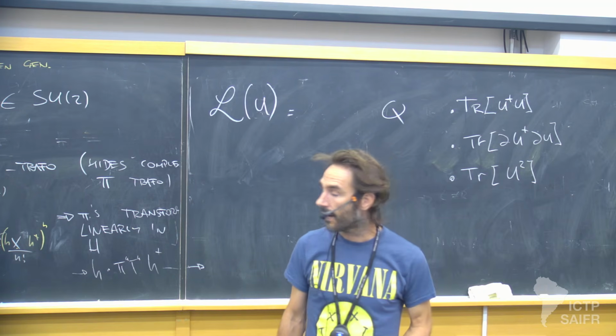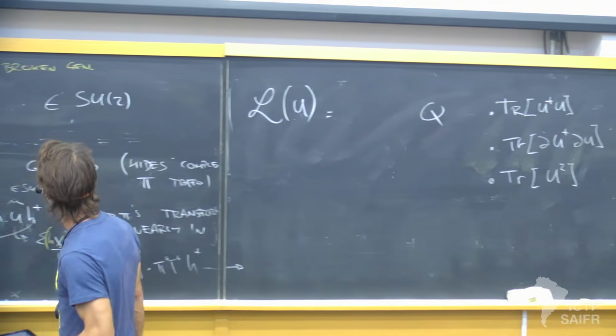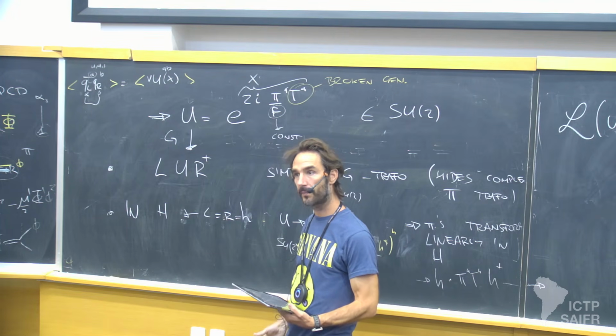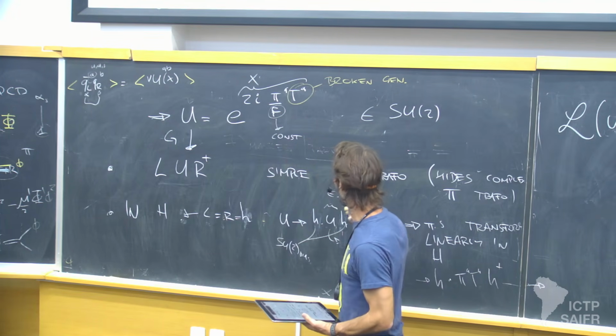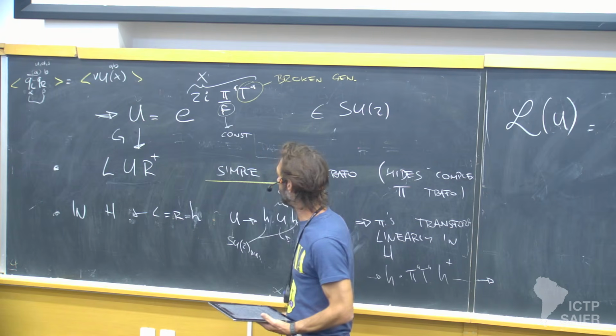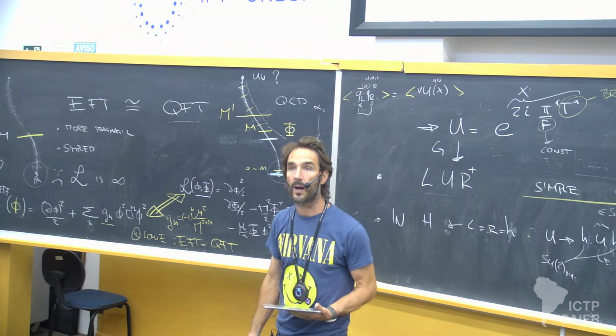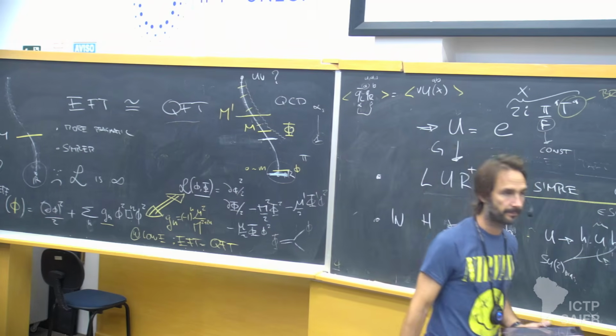A priori, right now, you don't have a reason to think that the pions can only appear here, maybe. What motivates you is that this is an object with a simple transformation, but you don't know if it's the only one. Okay. So, good.